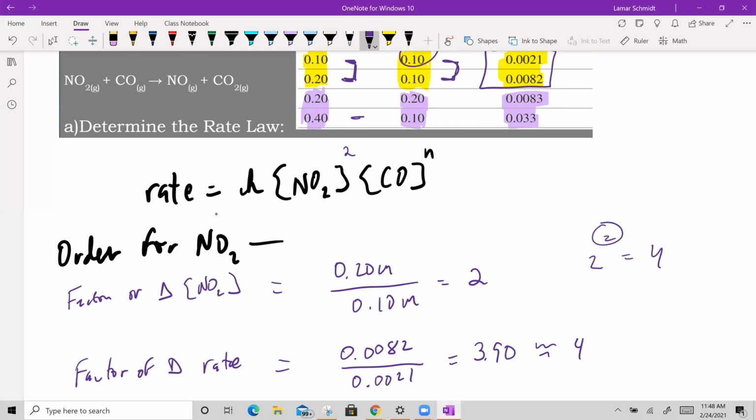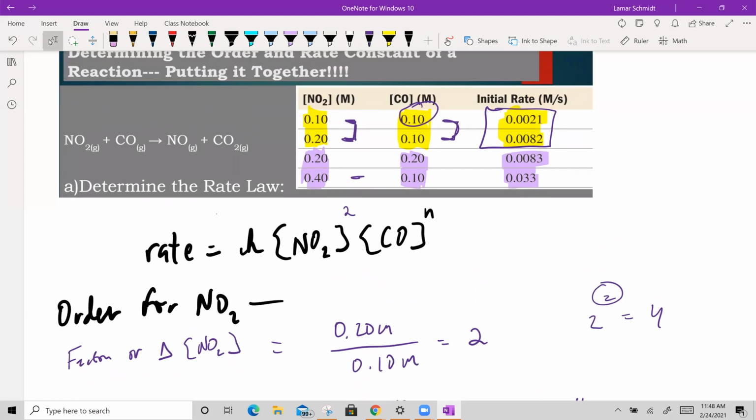All right, now we'll do the same thing, but we're going to look at this for CO, all right? And we have to kind of come up to the same conclusion here. We have to find a place on NO2 where there is no change in concentration. And that's between these two values, right? They both stay 0.2, but there is a change in the concentration of CO. It actually doubles, right? And then there's also rate.